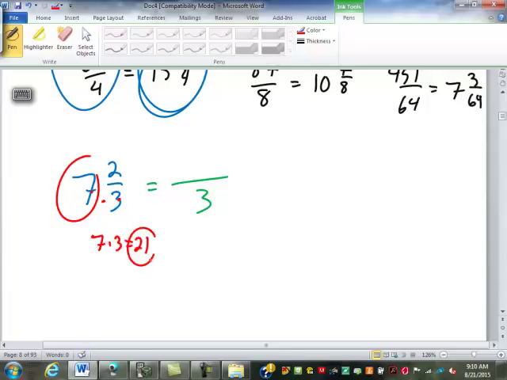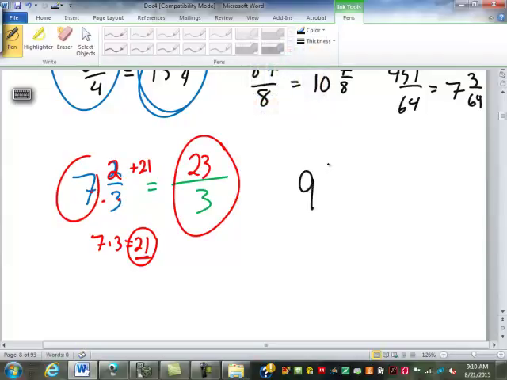What do we have to do with the 21? Yeah, add 2. We already had 2 pieces. We got 21 more pieces, which gives us 23 total pieces. So it's 23 thirds.